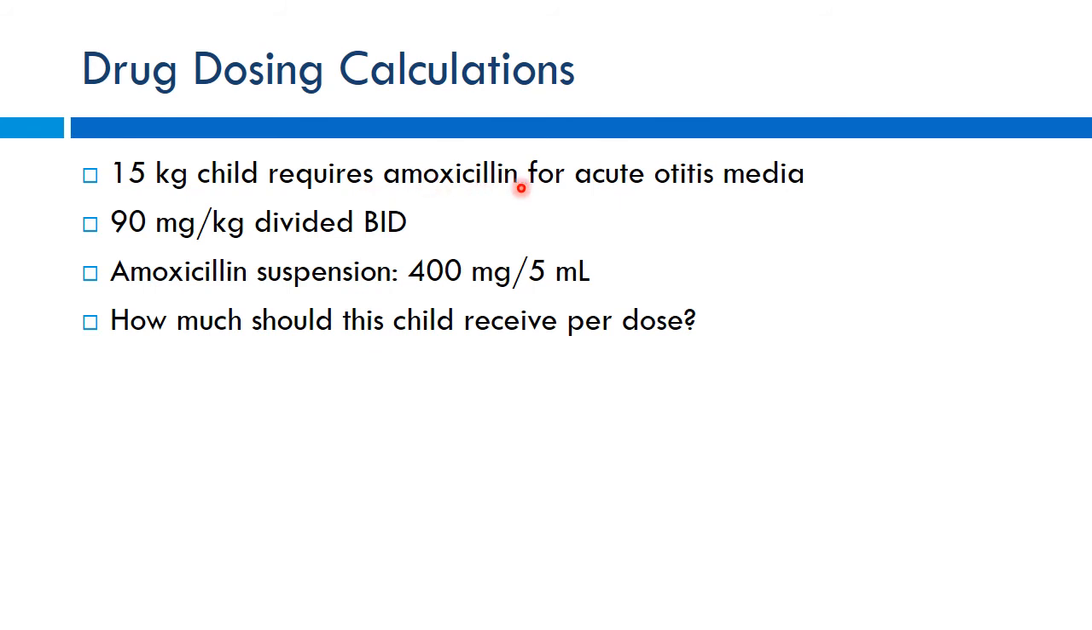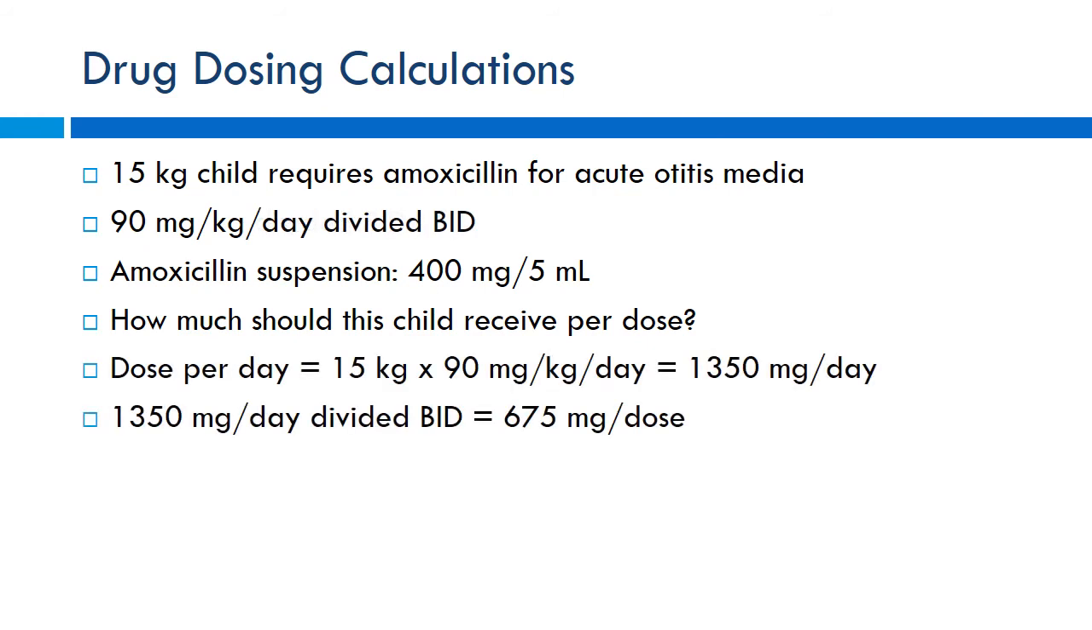It's going to require amoxicillin for acute otitis media. And basically, we're going to be giving him 90 milligrams per kilogram divided twice a day. So BID is twice a day. And so we know that our amoxicillin suspension comes as 400 milligrams per 5 mLs. And so the question is, how much should this child receive per dose?